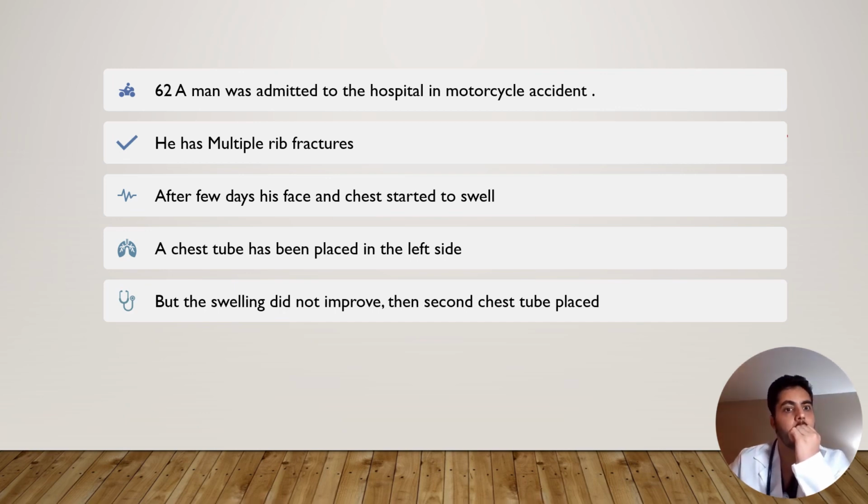A 62-year-old man was admitted to the hospital after a motorcycle accident. He has multiple rib fractures. After a few days, his face and chest started to swell. A chest tube was placed on the left side, but the swelling did not improve, and a second chest tube was placed.